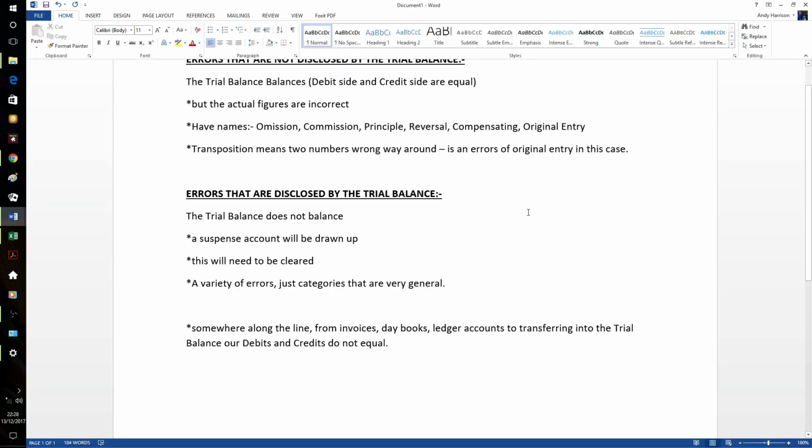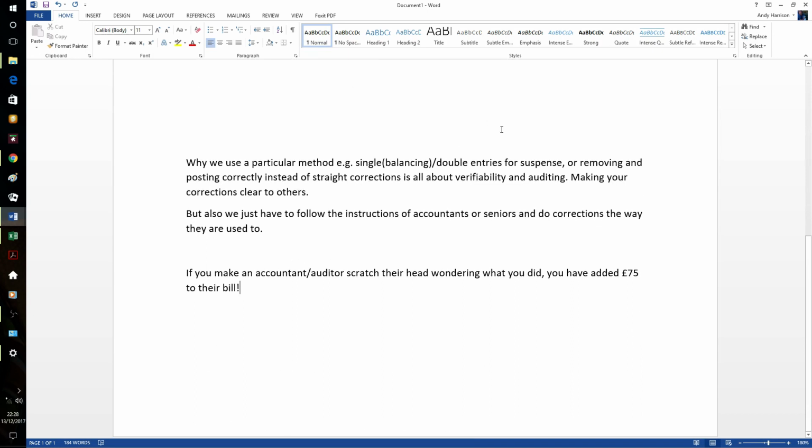So we always have this problem to explain to students why we use a particular method. Do we use a single balancing entry for suspense, or treat it as a double entry? Or do we remove and then post instead of just doing the straightforward correction? Well, it's all about verifiability and auditing, making your corrections clear to others, so that other people must be able to look, whether it's on a computer or manually, and try to work out what you've done. So sometimes we're just following the instructions of a senior accountant or an auditor and doing it the way we've been told to, or the way it's normally done in that particular company or business.